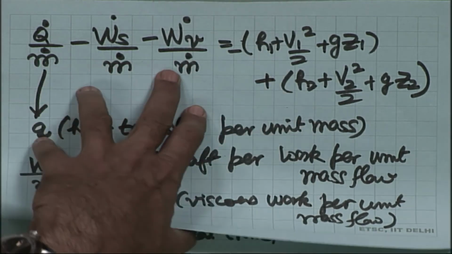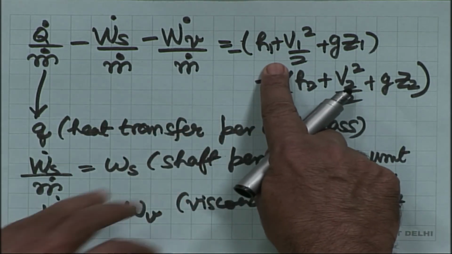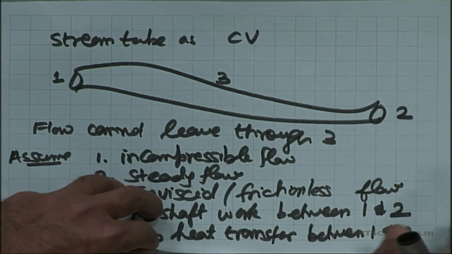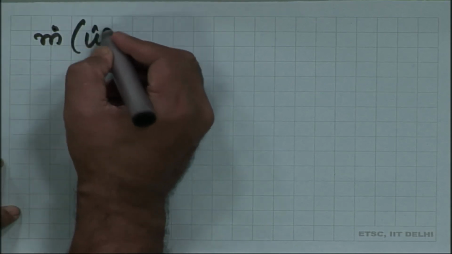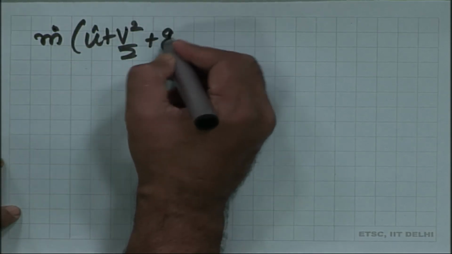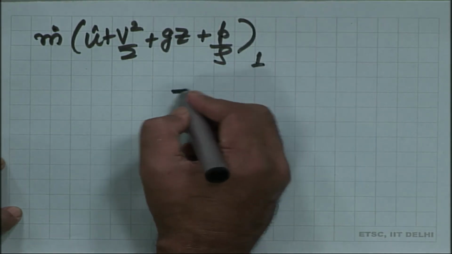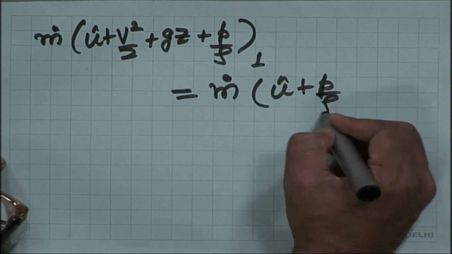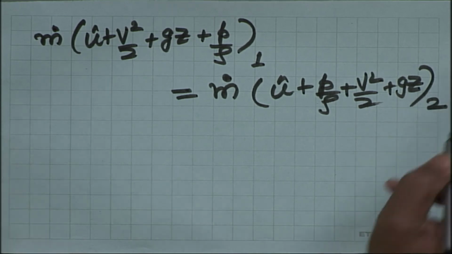We are assuming inviscid flow, so the viscous work done term is 0. So, I will get H1 plus V1 square by 2, and these two have to be equal. When I apply the energy equation to this control volume, I will get m dot times u plus V square by 2 plus G z plus P by rho on surface 1 is equal to m dot times u plus P by rho plus V square by 2 plus G z on surface 2.